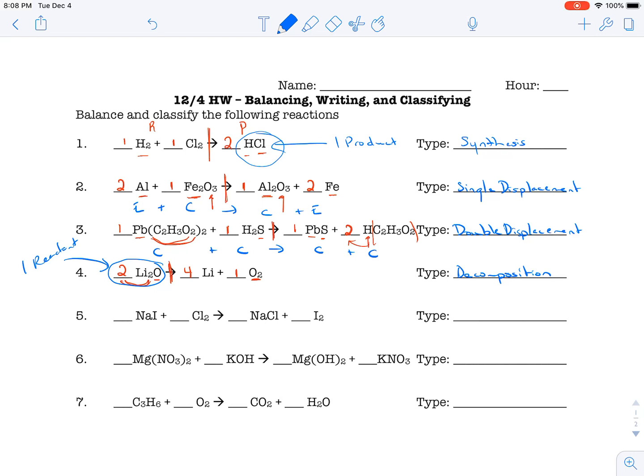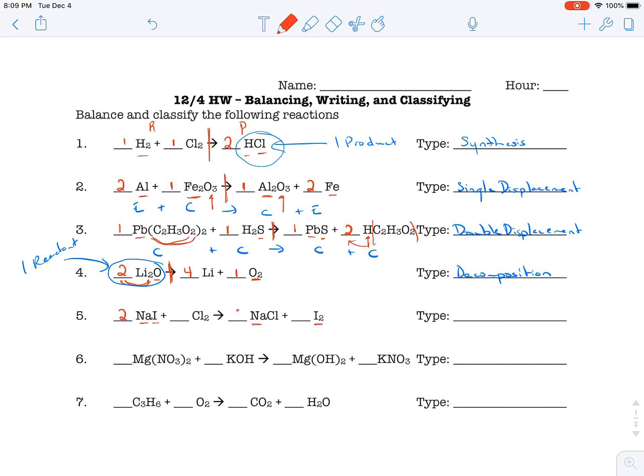Awesome. Let's keep rolling. If we look at number 5, going back to balancing, go ahead and start left to right. We have 1 Na, 1 Na. So far, so good. We have 1 I, 2 I's. Well, we have to fix that, so we're going to put a 2 out front. That gives us 2 I's, 2 Na's.